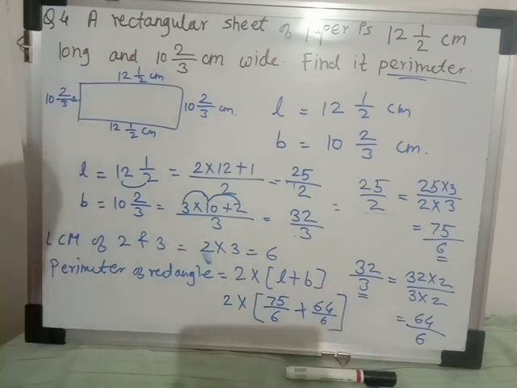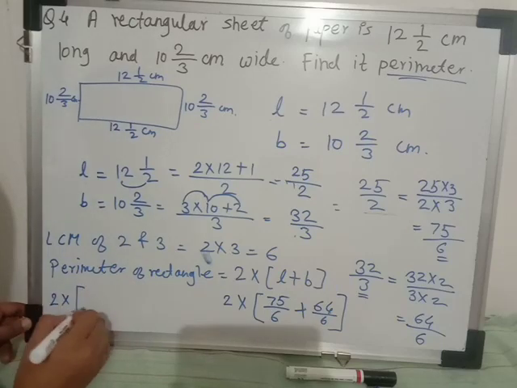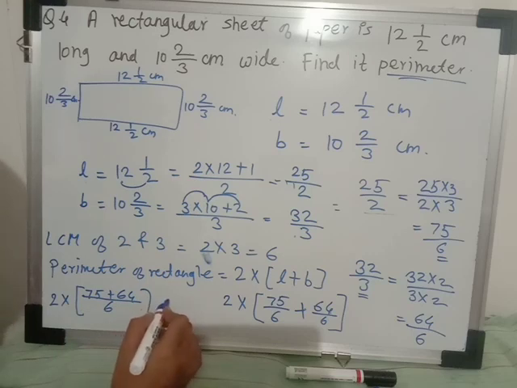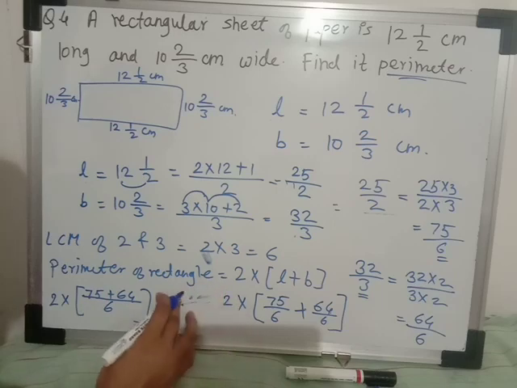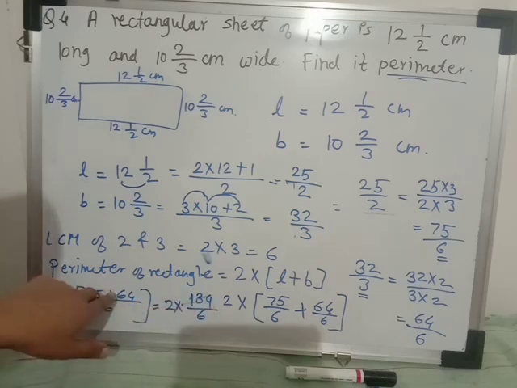Okay, now just do their addition. There is no space, so I am going to write here. I hope that is visible to you. So 2 multiply by in bracket 75 plus 64, 6 is common, so I will write only one time. So 75 plus 64 is equal to 139. Okay, here I will write is equal to 2 multiply by 139 upon 6. Where did 139 come from? I added these two.